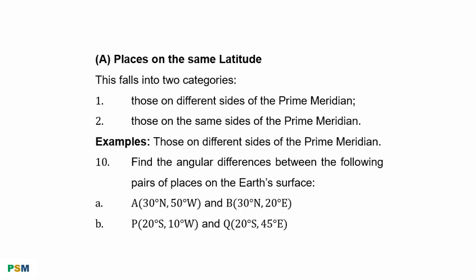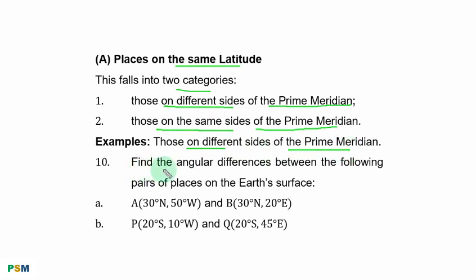A part of the angular difference, places on the same latitude. This subtopic is further divided into two categories. One, those on different sides of the prime meridian. Two, those on the same sides of the prime meridian. Examples: those on different sides of the prime meridian.